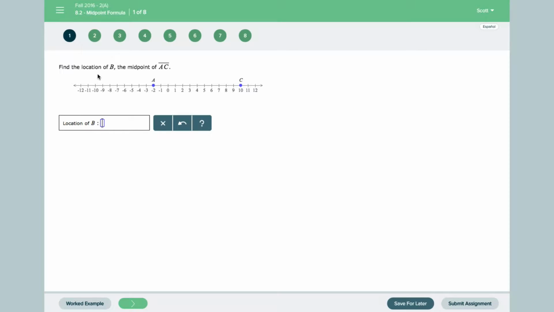Here we need to find the location of B, the midpoint of AC. Now midpoint just means exactly in the middle. Okay, so how do we find exactly in the middle? We have point A and point C at given points on a number line. We add those together, so -2 plus 10, and that gives us 8. And then whatever we get as an answer, we just divide by 2. And so 8 divided by 2 is 4. So that tells me the midpoint between those 2 points is 4.